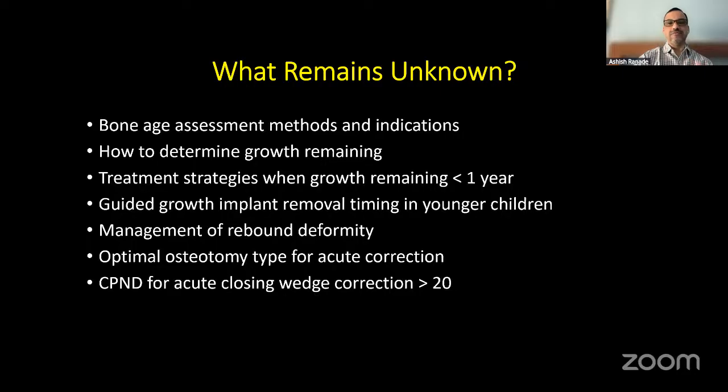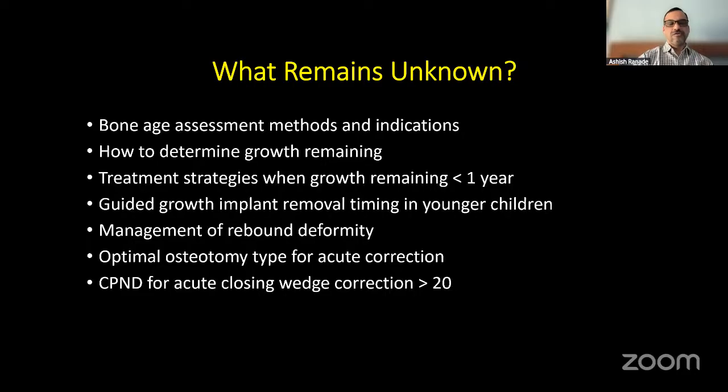What is the treatment when growth remaining is less than 1 year? The child is close to skeletal maturity. Then timing for implant removal in younger children. Should we achieve overcorrection, or do it when it is in the center of the knee, or when it is through zone 1 on the lateral side? There was no consensus. Again, no consensus on management of rebound deformity.